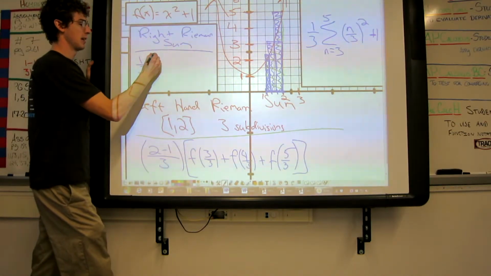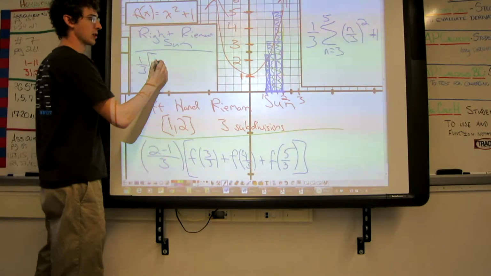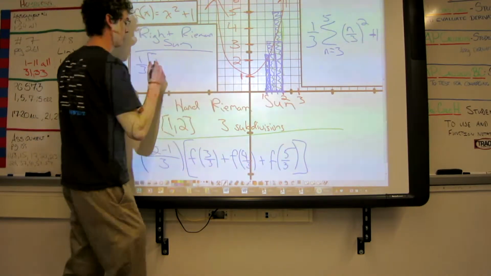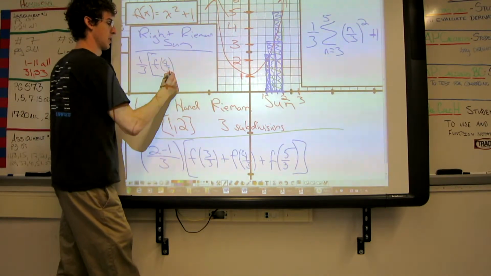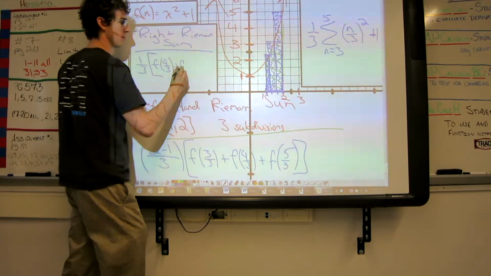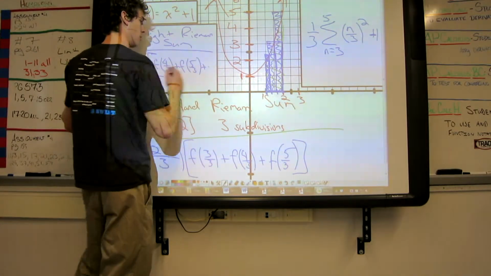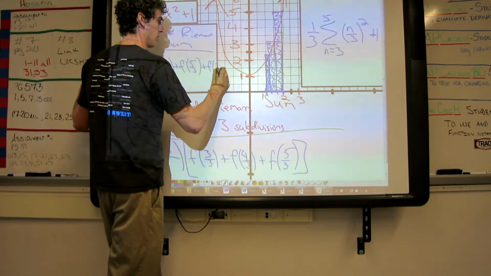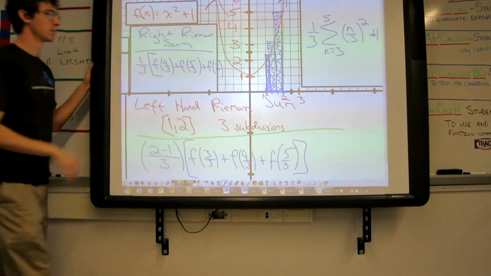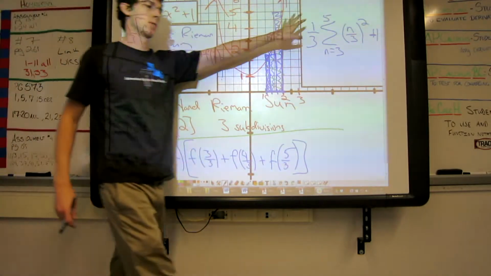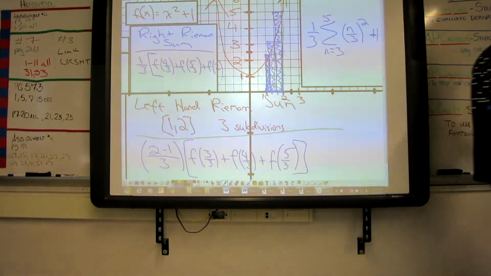Same. Over here, we now have f of, what's our first one? 4/3, plus f of 5/3, plus f of 6/3, which is 2. Good, that's it. That's the right Riemann sum. You don't need this sigma, guys. If you don't get the sigma, don't worry about it. You're never going to be tested on that.